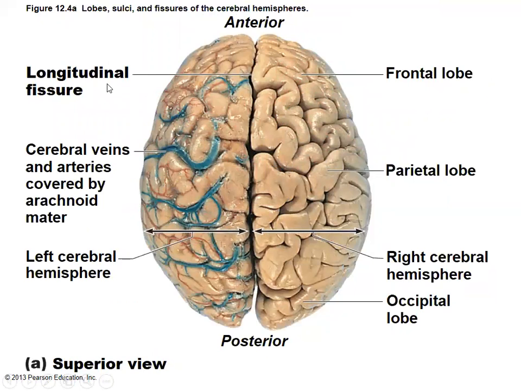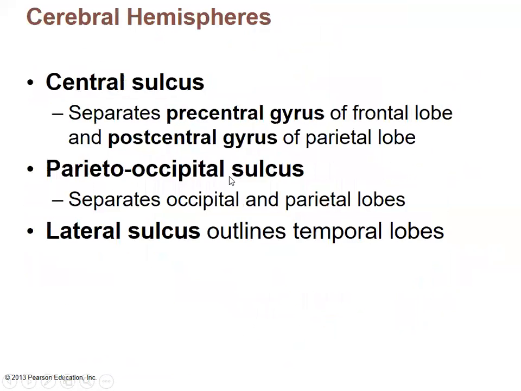Here, longitudinal fissure is this long, deep fissure that actually separates your brain into hemispheres. So you have your left cerebral hemisphere here and your right cerebral hemisphere here. All right, so let's go back to our 5 lobes.